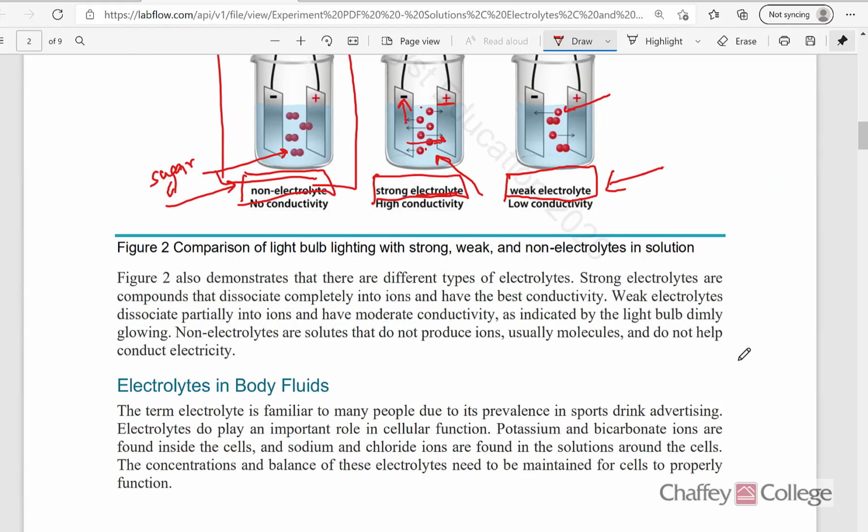Electrolytes play an important role in cellular functions. For example, sodium and potassium ions, which are present in electrolytes, help maintain blood pressure. Many electrolytes play an important role in transmitting signals from the brain to various parts of our body.